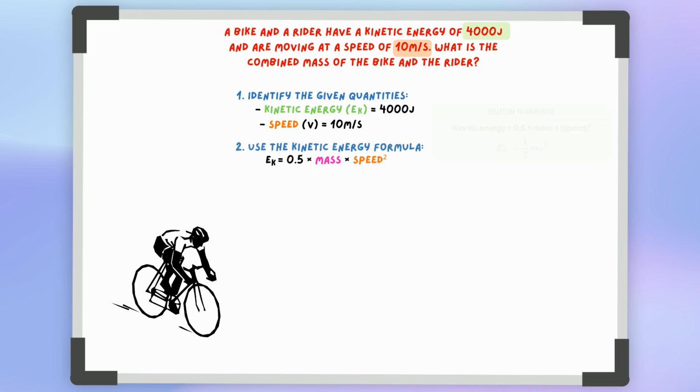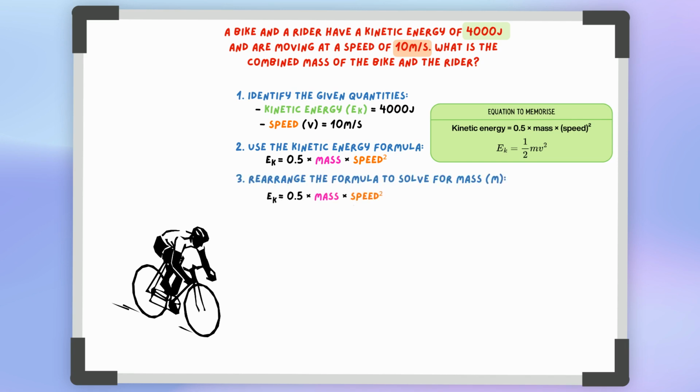Then write out the kinetic energy formula like this. Since we want to find the mass of the bike and the rider, we need to rearrange the formula to solve for mass. To do this, first multiply both sides of the equation by 2 to eliminate the 0.5 on the right-hand side. Then we can make mass the subject of the formula like this. So we get mass equals 2 times EK divided by speed squared.